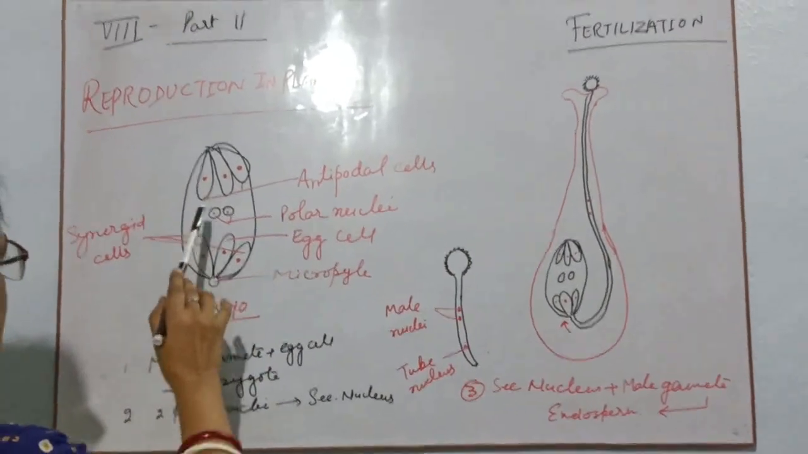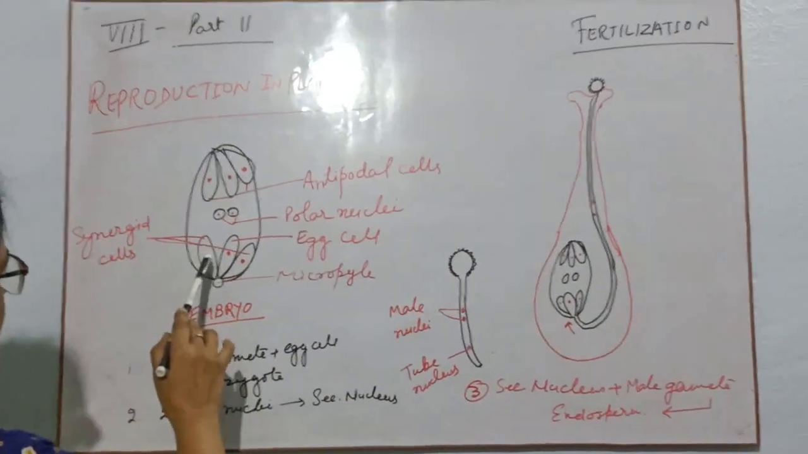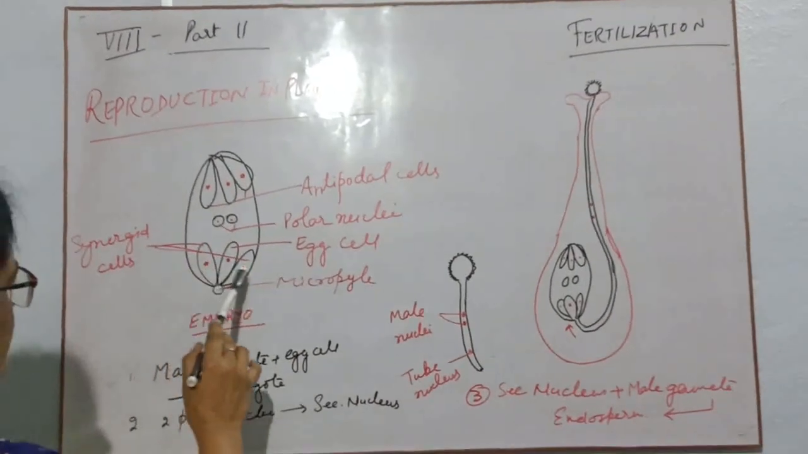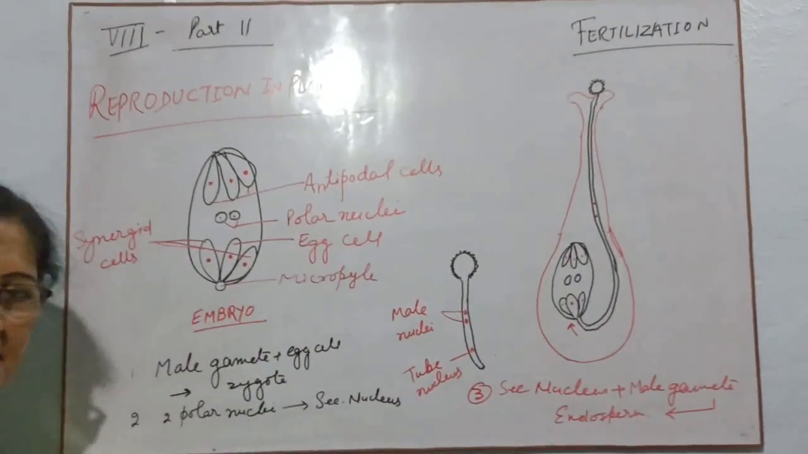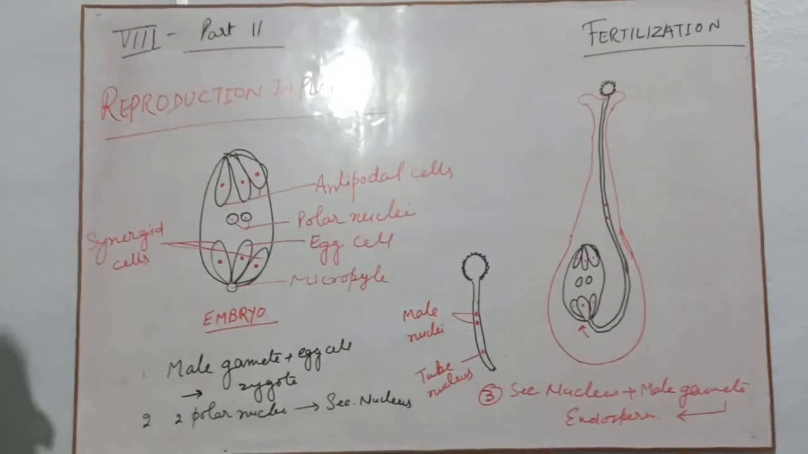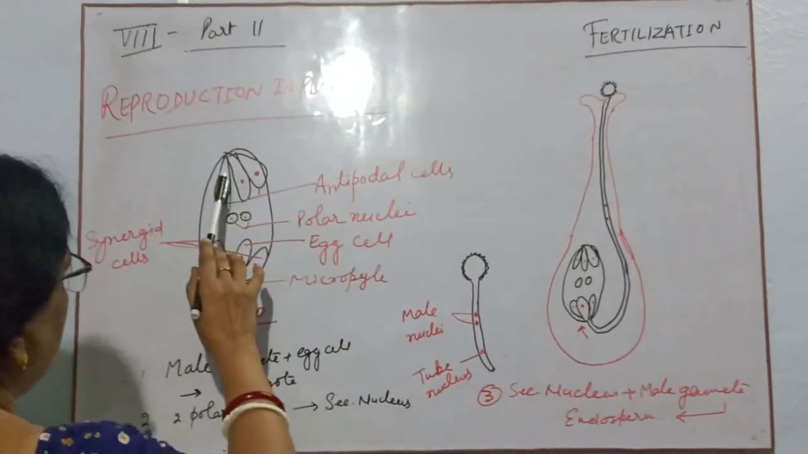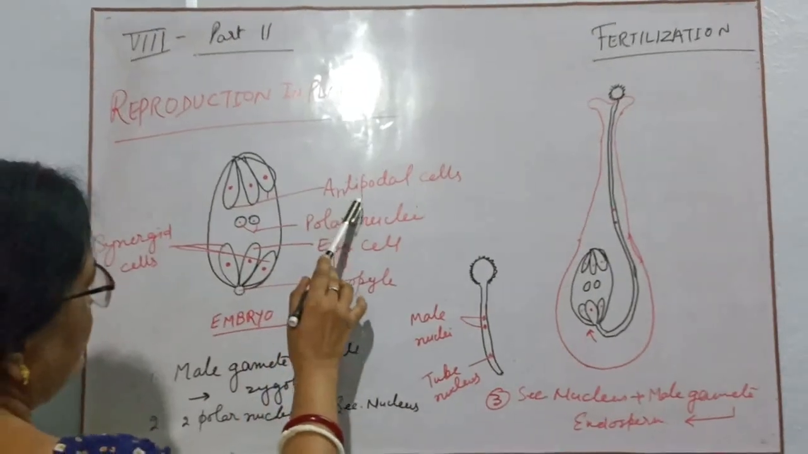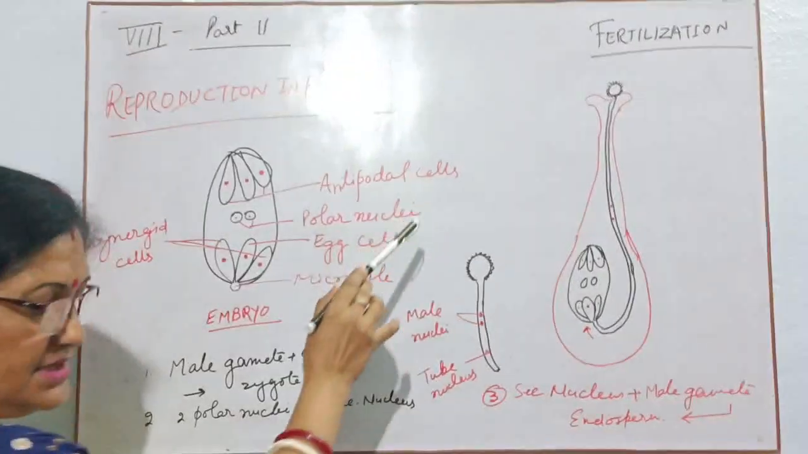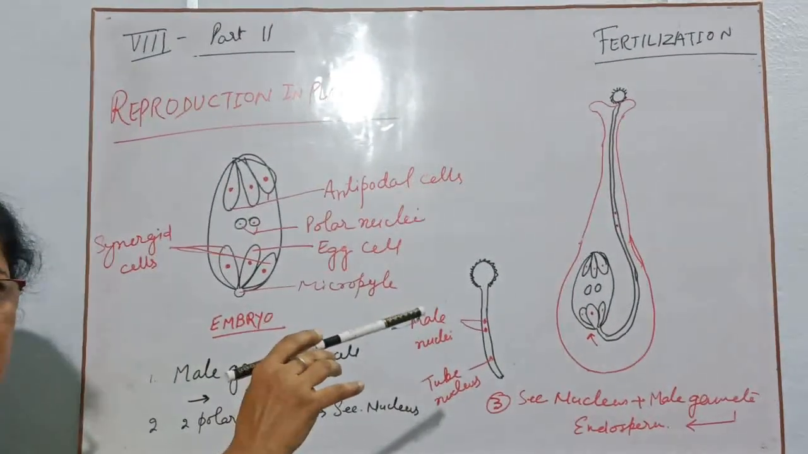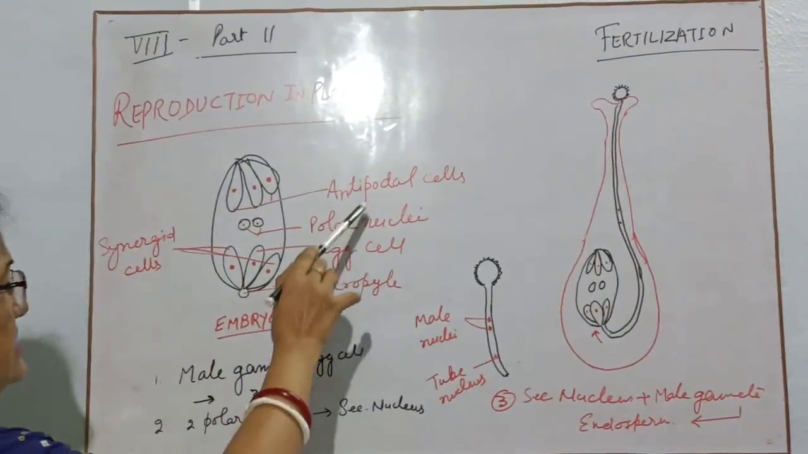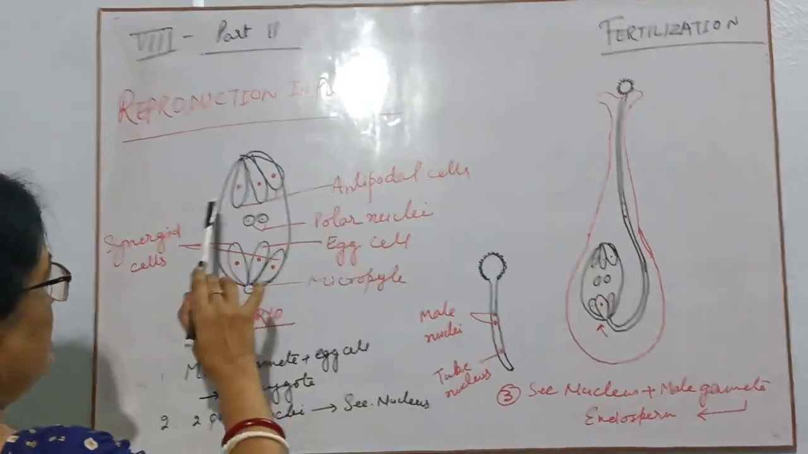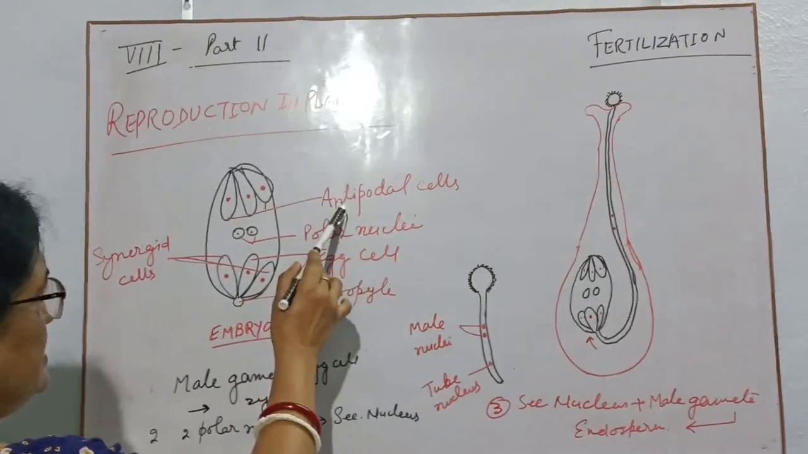Now see, in an embryo there are 8 cells: 3, 3 and 2 cells. Among them, these 3 cells are called antipodal cells. Maybe it is not in your book, but children, please listen to it and study about it. These 3 are antipodal cells.